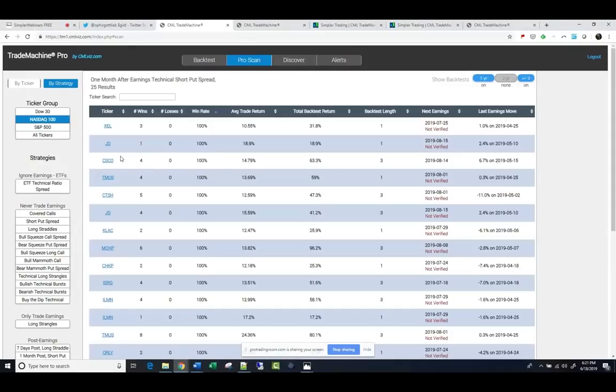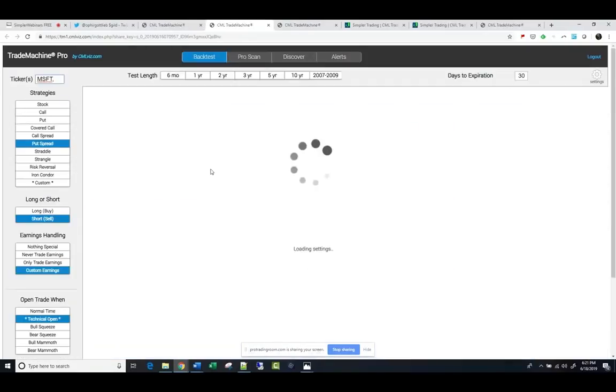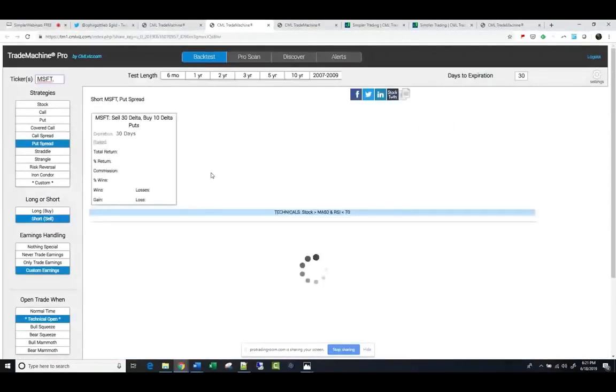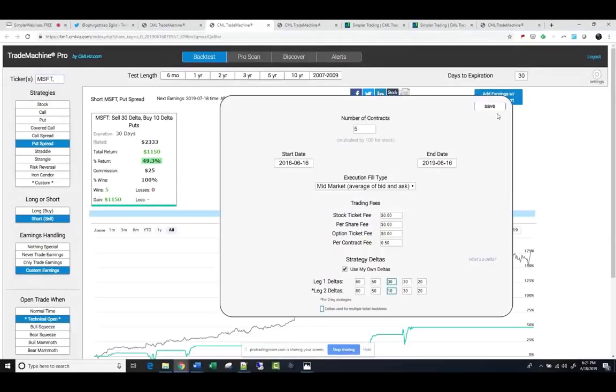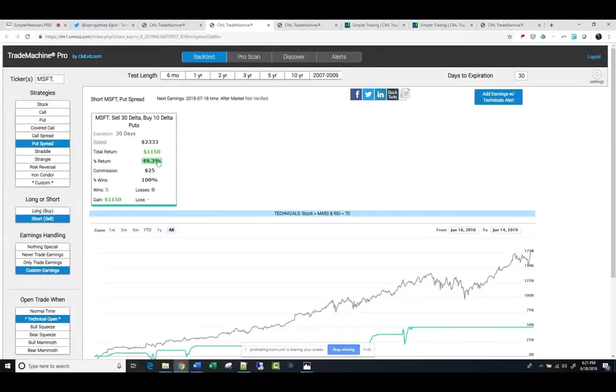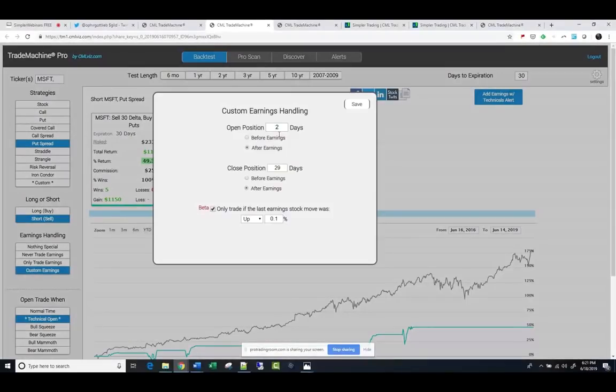Let's look at Microsoft. Microsoft is such a great trading vehicle. This is how Microsoft has looked over the last 3 years. Selling a put spread. Okay, well, what am I doing? Go to custom earnings. I'm opening the trade 2 days after earnings. I'm closing the trade 29 days after earnings.